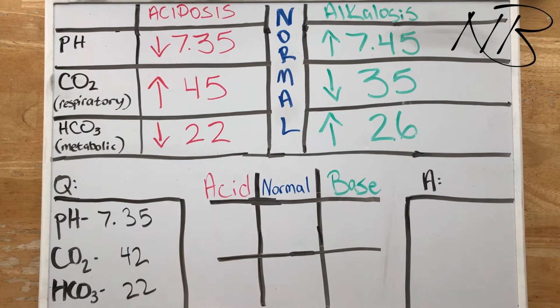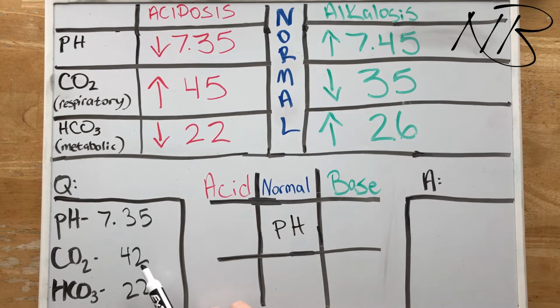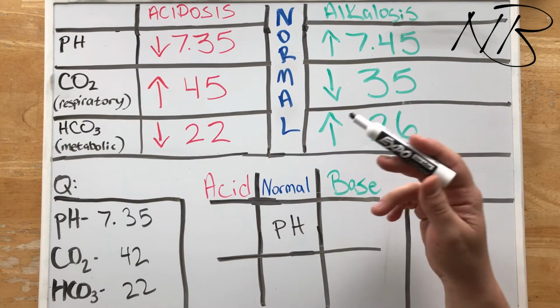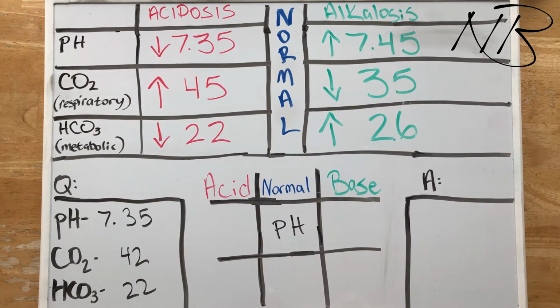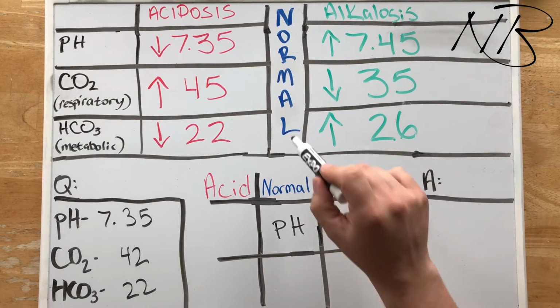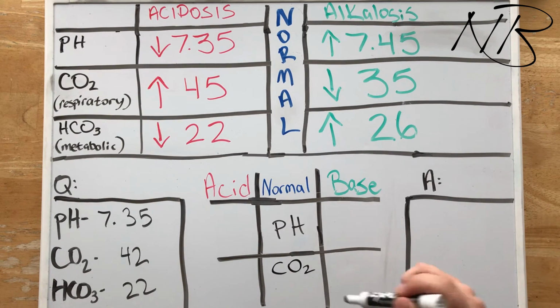So let's use this first one. Blood pH of 7.35. 7.35 is not less than 7.35, and 7.35 is not more than 7.45. It's right there in our normal range. So what we'll do, we'll write our pH in the normal column. Next, we want to look at our CO2, 42. Remember, a normal CO2 is 35 to 45, but let's just take a look at this chart. 42 is not above 45, and 42 is not below 35, therefore it's in the normal column. So we'll write our CO2 in the normal column.